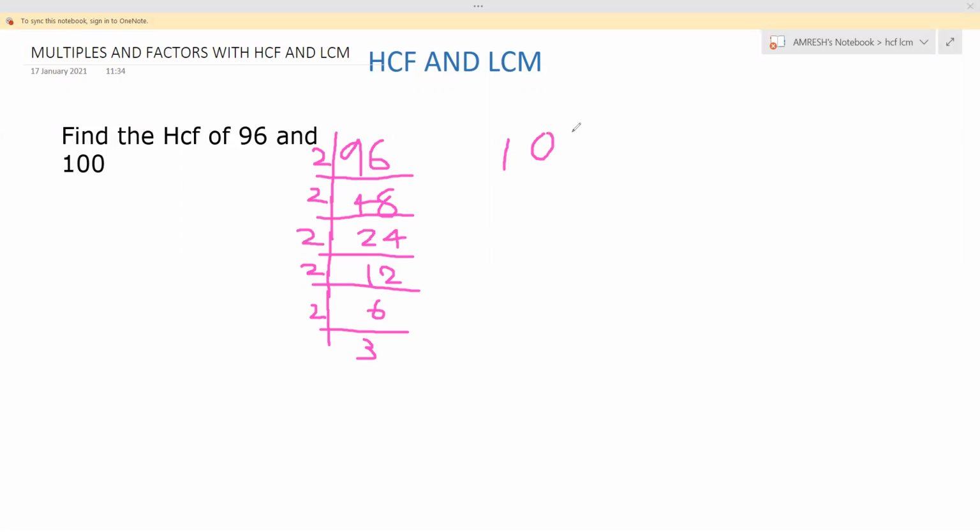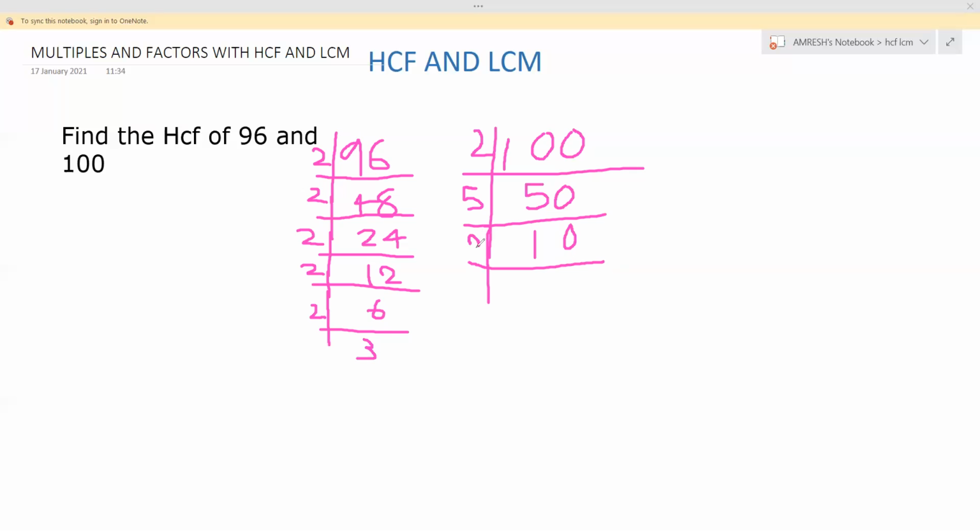Now we'll take 100. 2 you will take, 50 will come. Now you can take 5. 5 tens are 50. 5 is a prime number. 10 will come. Okay, if you go by the multiplication method, it is a little difficult. It is better to go by the prime factorization method only. Then you can again take 2, 5 will come. Over.